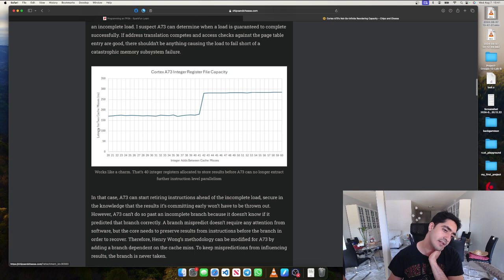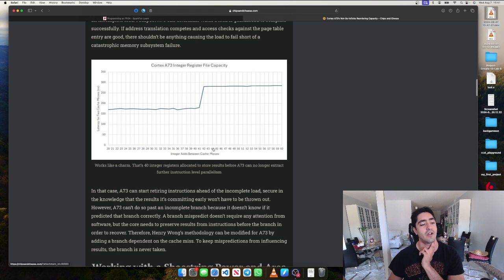So we have the latency for 2 cache misses, and then you have an integer add between cache misses, and then it goes from around 41, 42 to 100, from 100 between 150 to 200, what seems to be around like 170 to 275.